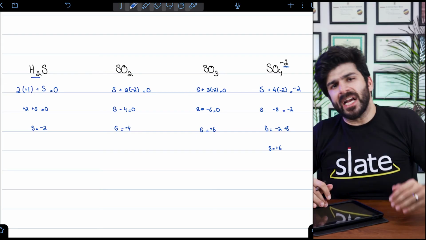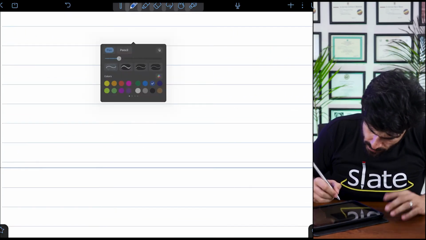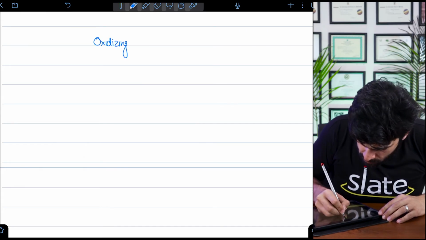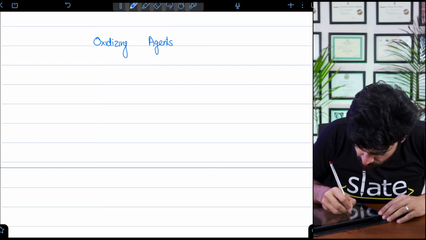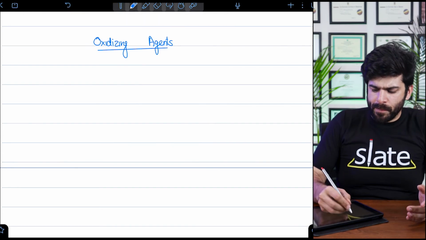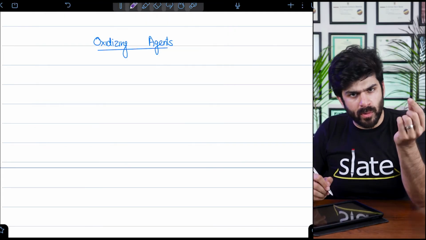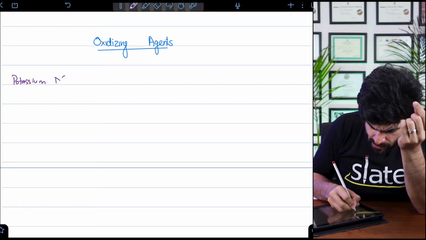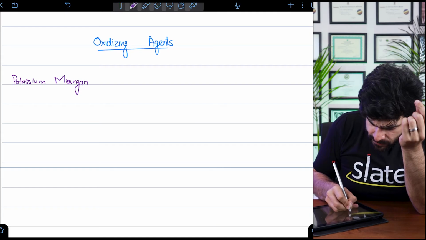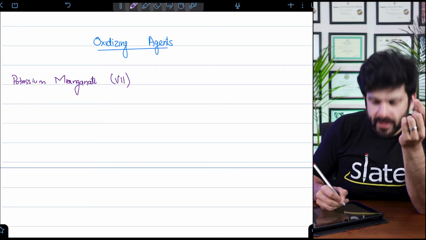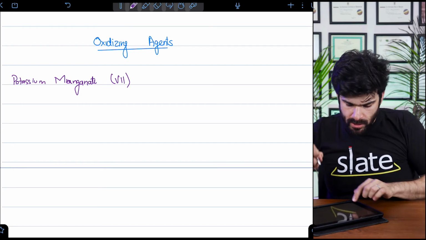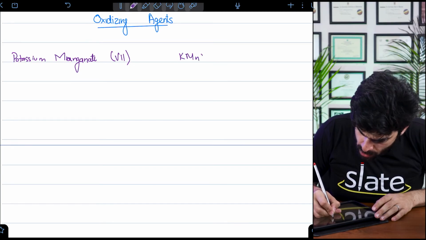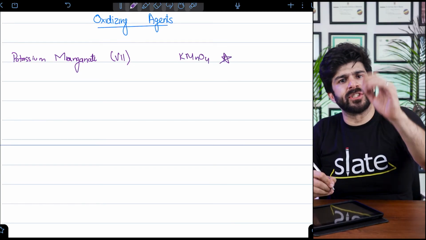Now, when we talk about oxidizing agents, there is one very important oxidizing agent in your syllabus. There was another one. Now, that's not a part of our syllabus. So we'll talk about the important one first. Potassium manganate 7, which means the oxidation state of manganese is plus 7. KMnO4.